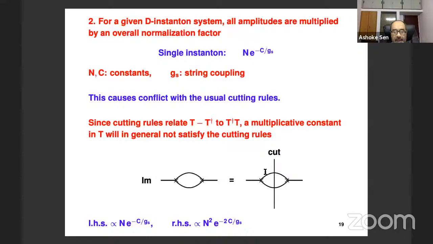Right? So here I have illustrated this by this diagram. The cutting rules tell us that the imaginary part of this diagram is given by a cut of this kind. Now this diagram has an overall normalization factor of N e to the minus c over gs, whereas here, once you cut the line, it is given by the product of the amplitude on this side and the complex conjugate of the amplitude on that side. This carries N e to the minus 1 over gs, and this carries N e to the minus 1 over gs. So the factor of N e to the minus c over gs gets doubled. So clearly these two cannot be equal.